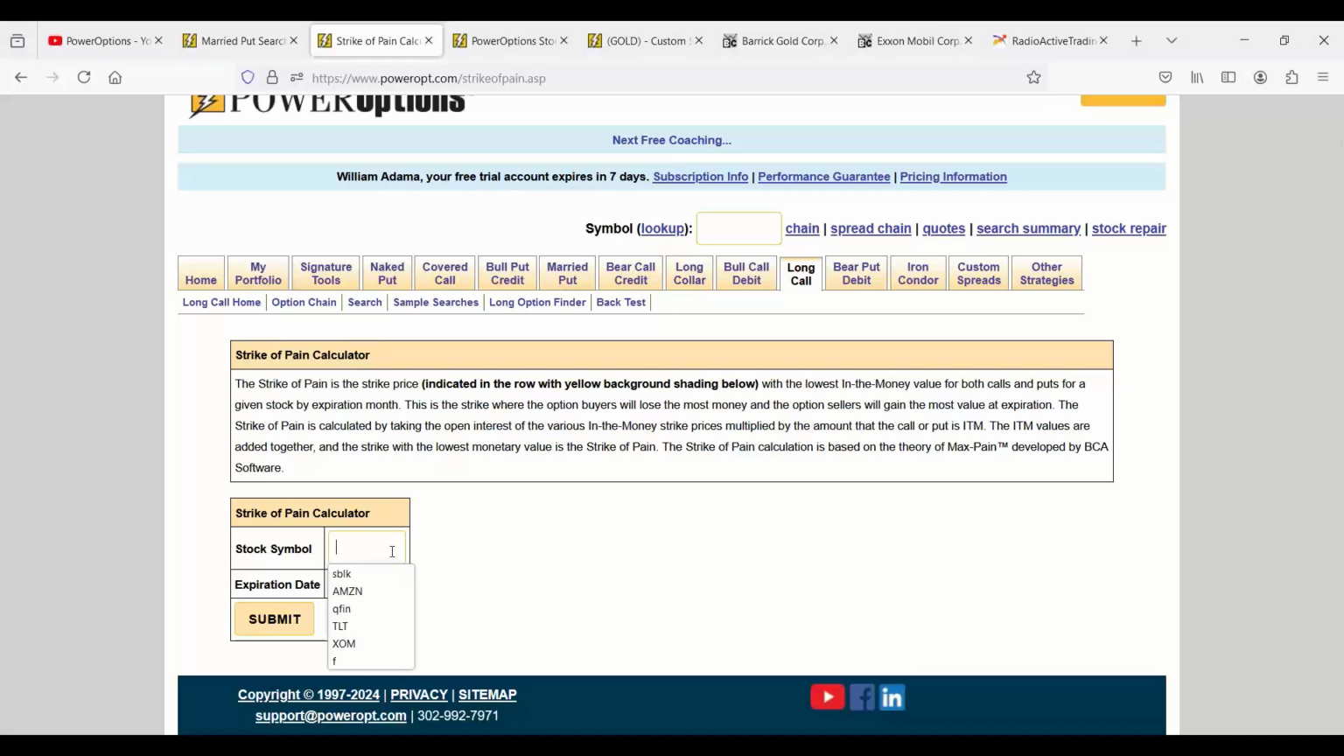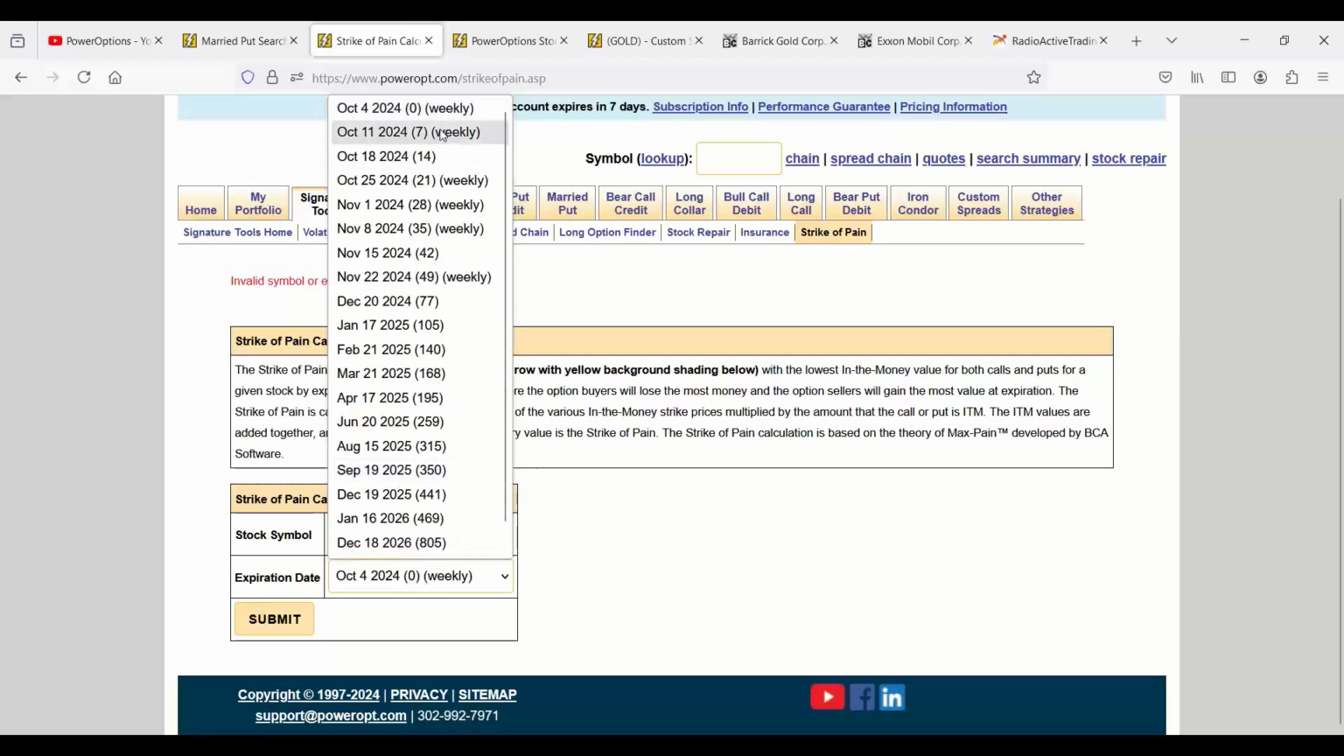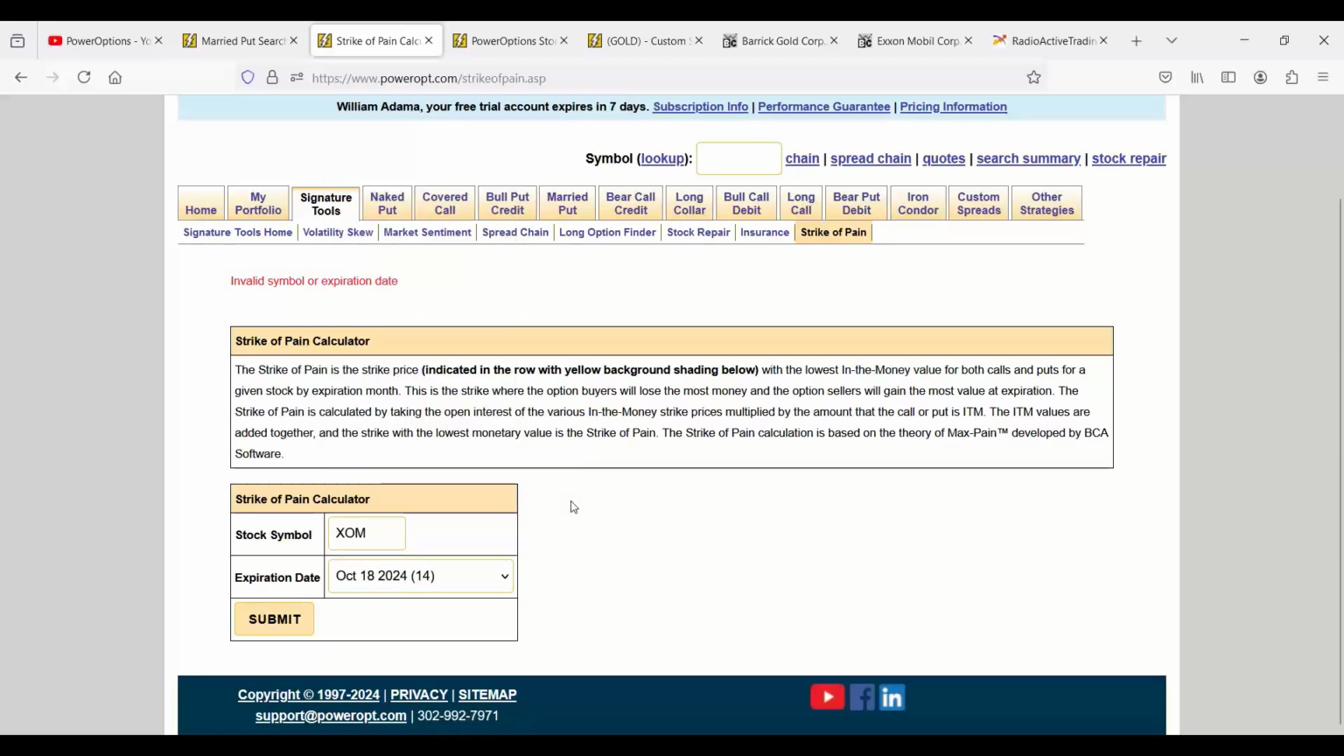What it's looking at is the value of, if the stock is trading at a certain price, if I take the intrinsic value of all the in-the-money calls and the in-the-money puts and multiply that times the open interest, it gives me a monetary value. And the discussion was, well, the thought was, and the equation came out to be, what happens? Why did that not pull up the expiration date? There we go. Okay. Sorry about that. What happens?